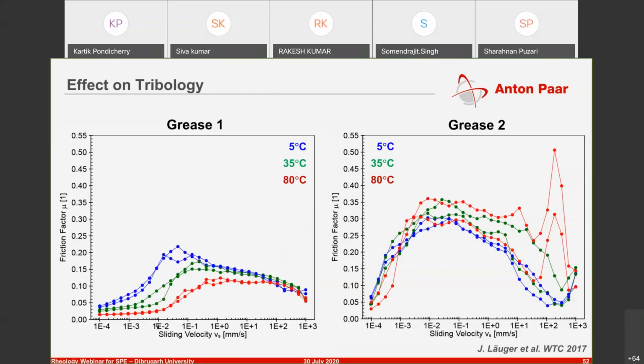So this is friction against the sliding speed of your system. So grease 1 has the lowest friction at different temperatures compared to grease 2, wherein you see almost no difference between different temperatures, and at the highest temperature you have even a huge spike here, which would indicate that your sample is not offering proper lubrication to your system.